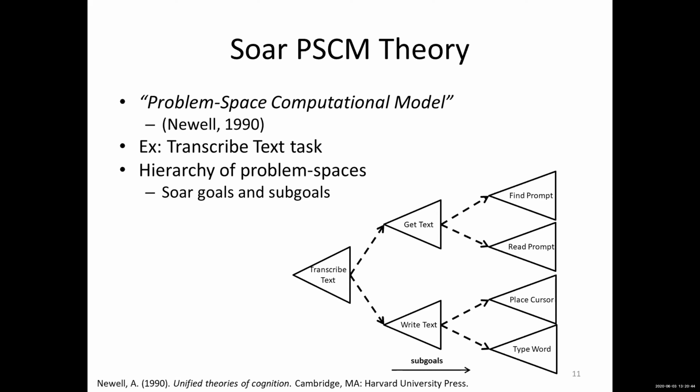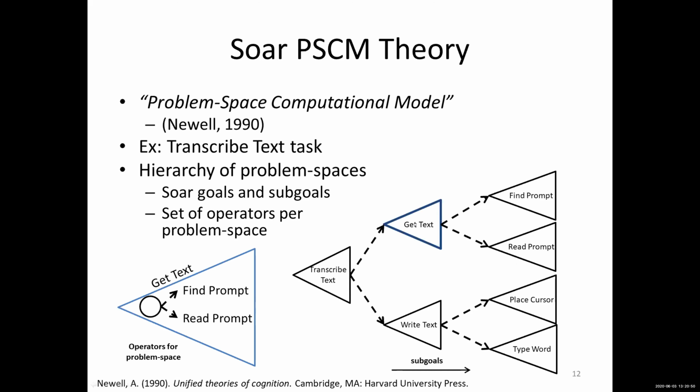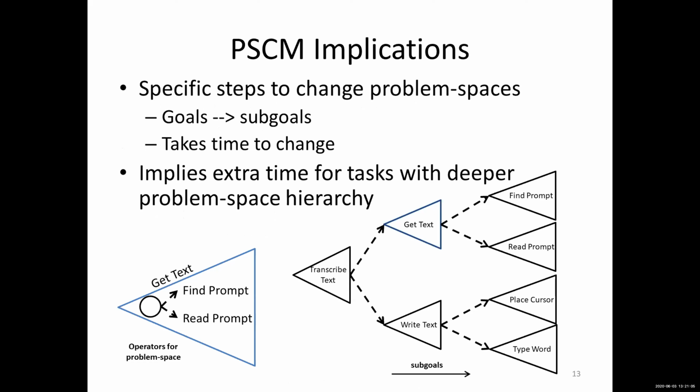And in Soar, we would treat these as a hierarchy of goals and subgoals, where each triangle here represents a problem space. And in each problem space, you have a set of operators that are available to you in that space to achieve your goal. Now, what does this imply?